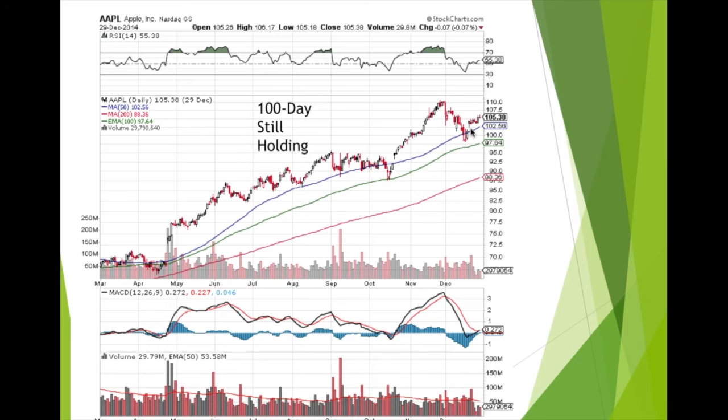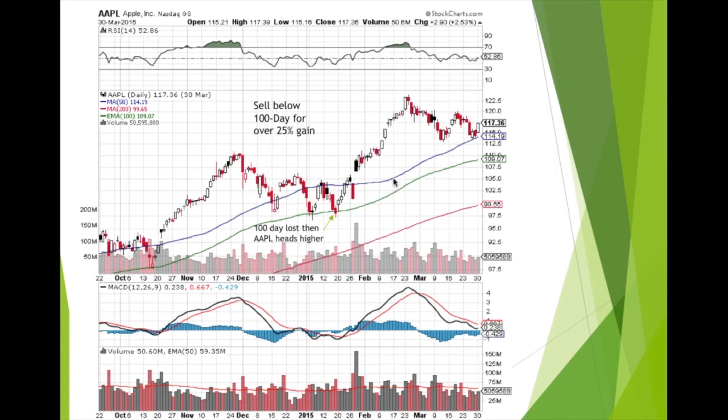100-day moving average, two bounces higher. And here's where things get tricky. Closes below the 100-day moving average. Here it found support at the 100-day. Here it closes below. A rule is a rule. You've got to sell here, okay? Because you don't know that this is going to happen. This is part of trading. This is why I'm showing you this.